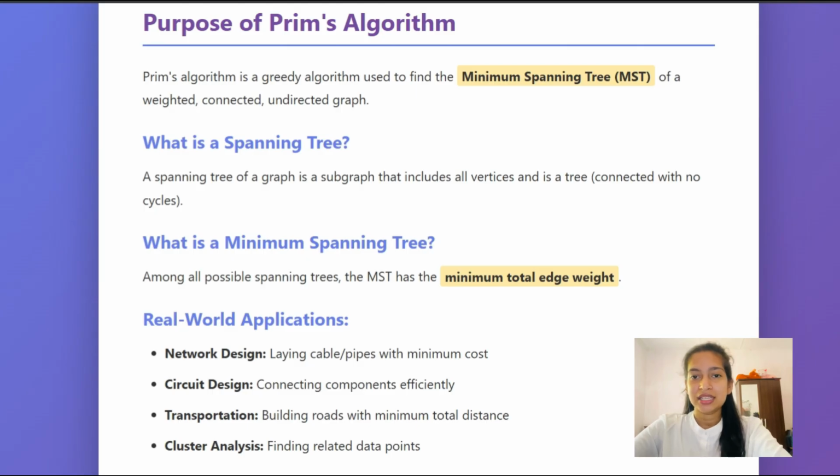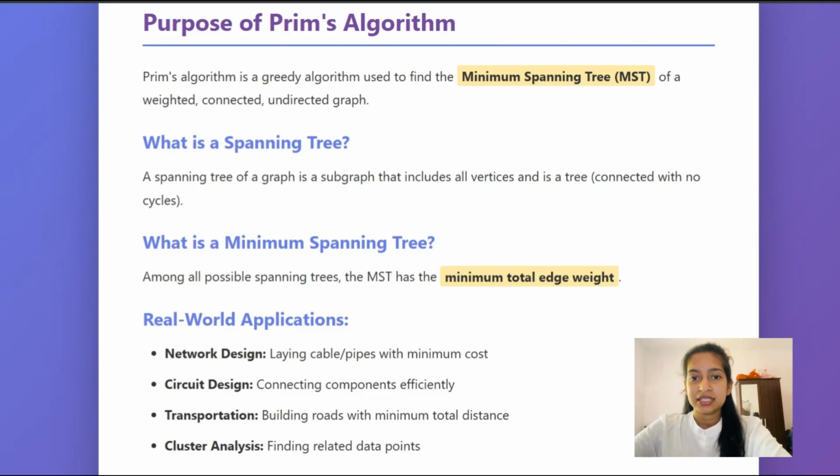Prim's algorithm is a greedy algorithm designed to find the minimum spanning tree, or MST, of a weighted, connected and undirected graph. Now, what is a spanning tree? A spanning tree is basically a subgraph that includes all vertices of the original graph and forms a tree structure, meaning it is connected with no cycles.